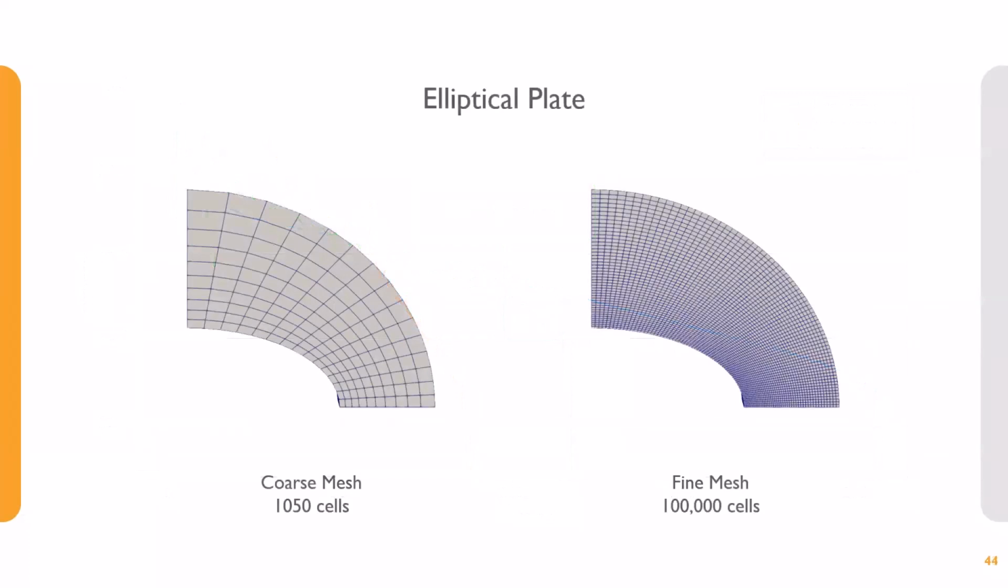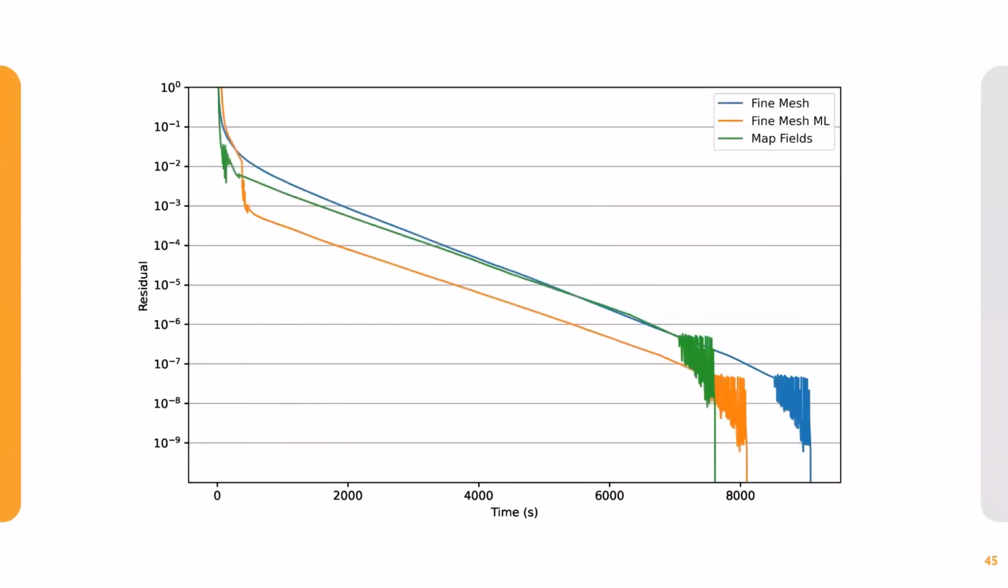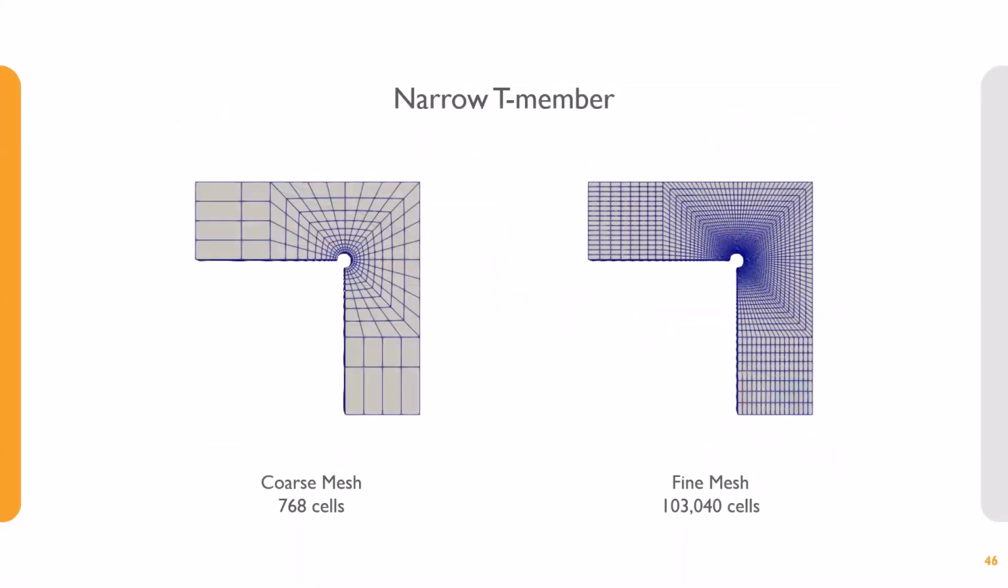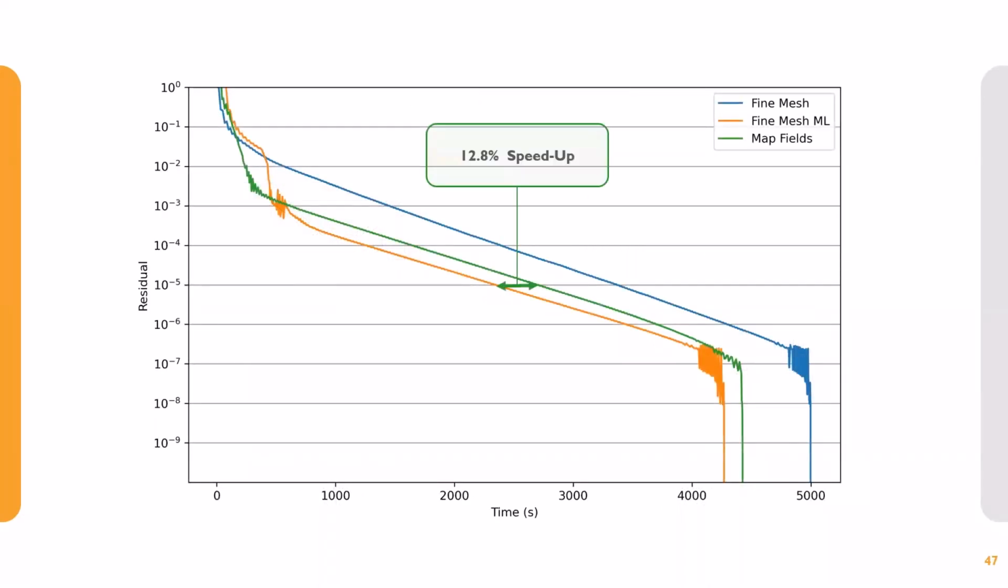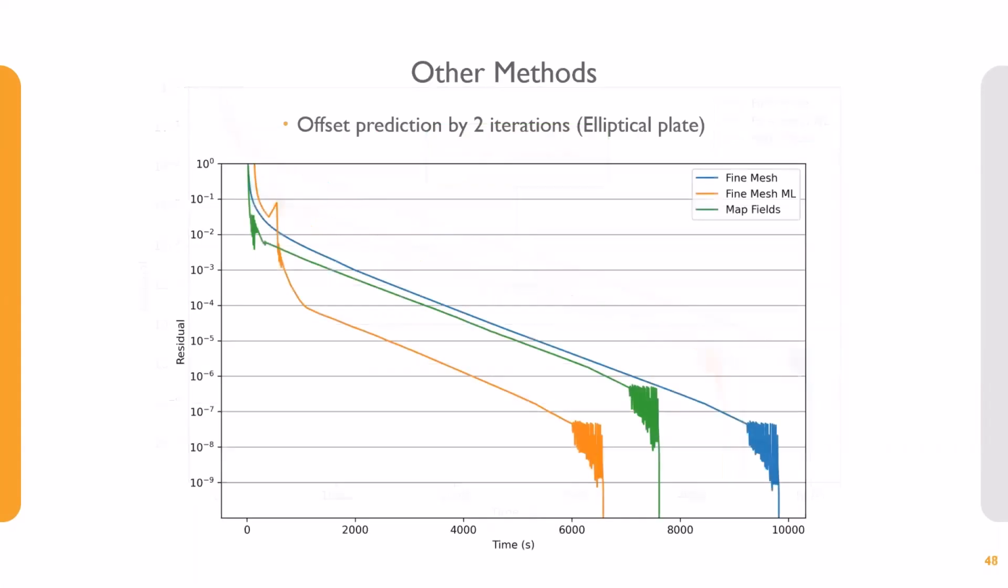So I tried those on other test cases with the exact same parameters, and yeah, it works. Maybe not as well. So 27% speed up, which is pretty good. Then with the narrow T member case, similar refinement ratio, not as good when compared to the mapped fields case, but pretty good compared to conventional methods with about 13% speed up. And you can see also here, sorry, I didn't mention, these are also 3D cases. So the time is a lot longer. So these take about an hour to run.